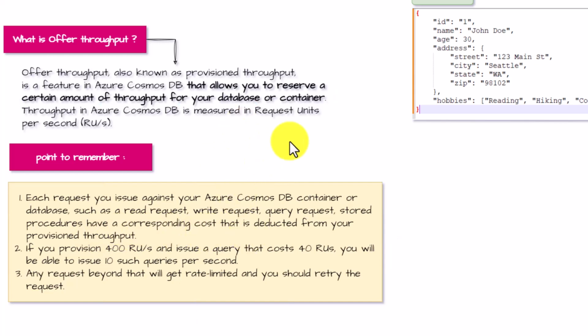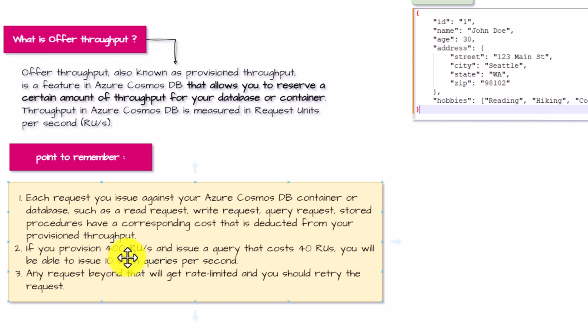Suppose you have defined 400 RU per second for your particular container and you are just reading items from that container. Each request is going to have a certain cost linked with it, and every time you make a call, it's going to get deducted from your throughput, or from the RU which you have defined.